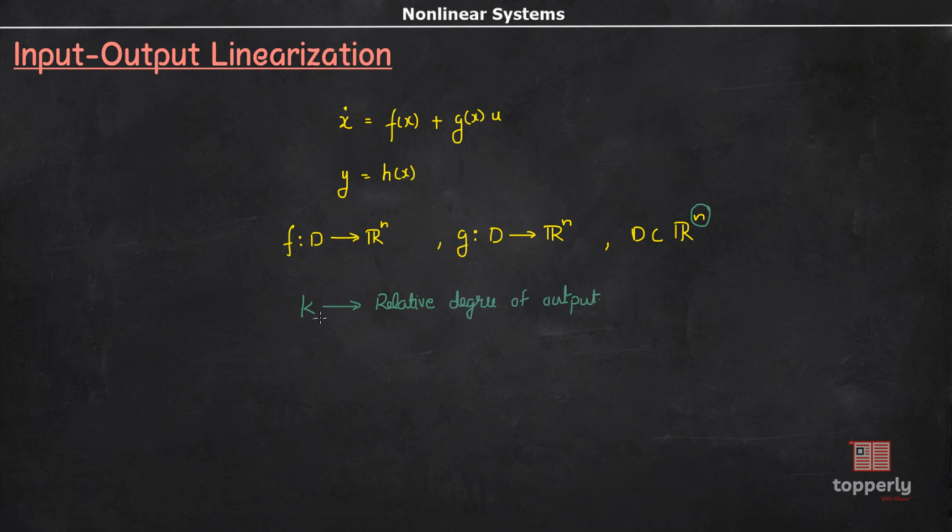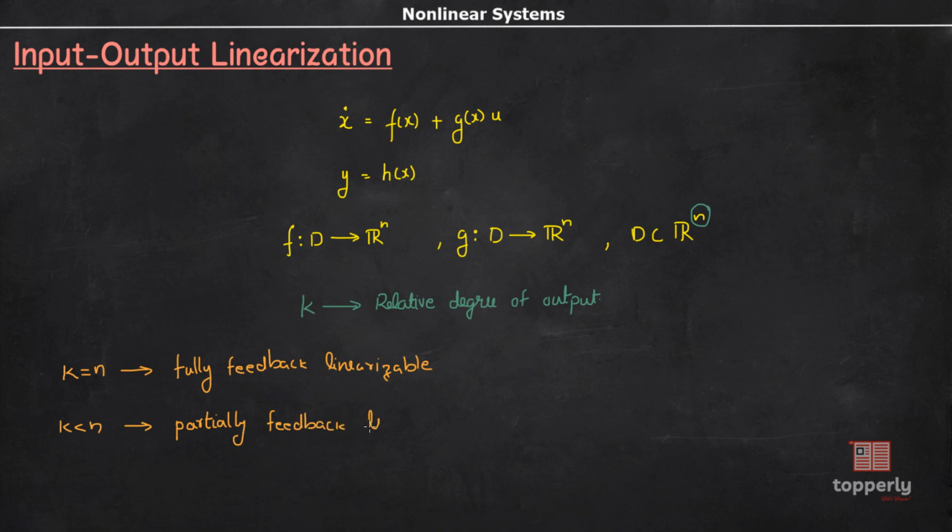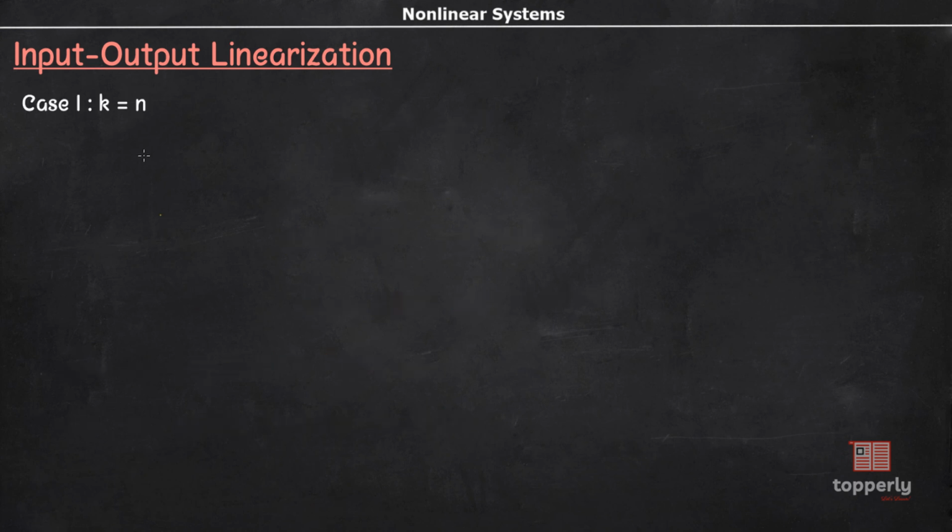Now this k has to be either less than or equal to n. If k is equal to n, then it means that the system is fully feedback linearizable. And if k is less than n, it means that the system is only partially feedback linearizable. Let us now take the first case, k is equal to n, that is, when the relative degree of the system is exactly equal to the dimension of the state space at some point x equal to x naught.